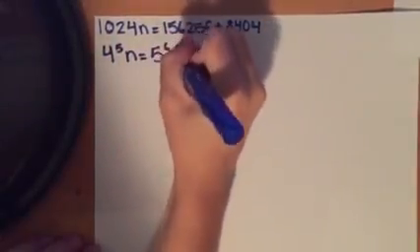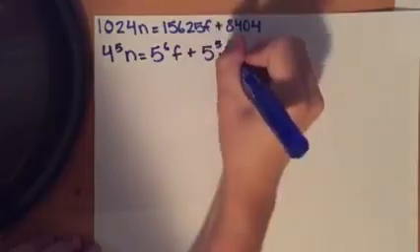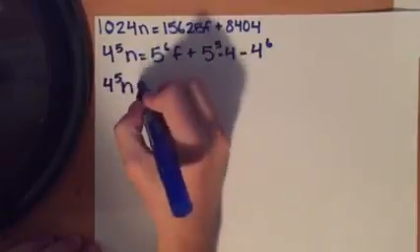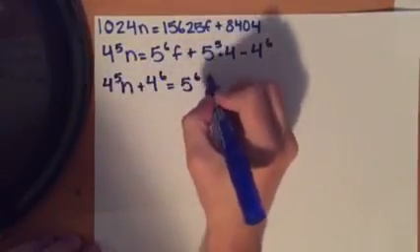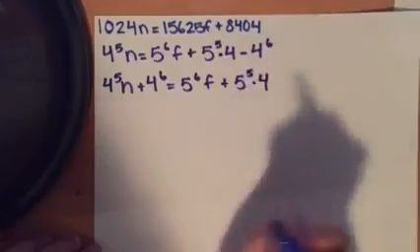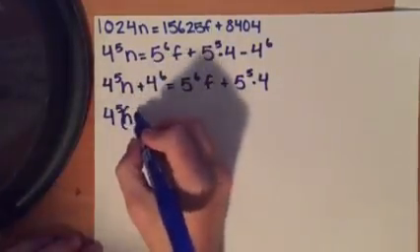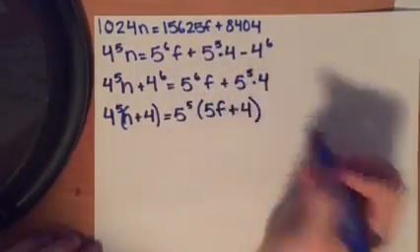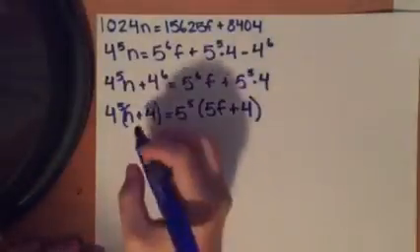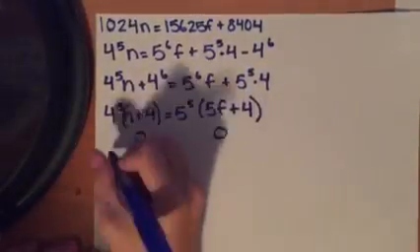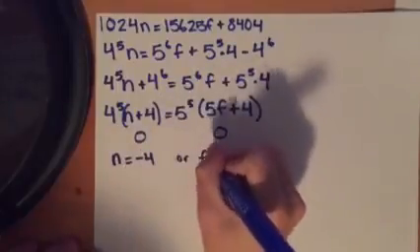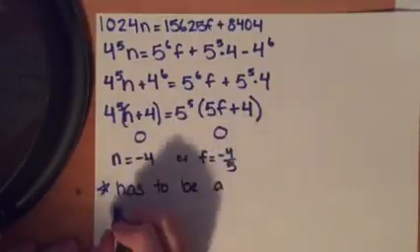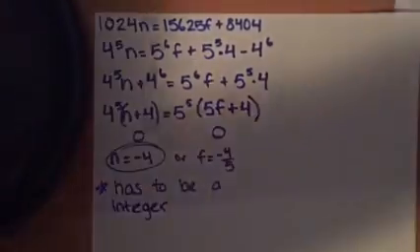So 1,024 is equal to 4 to the 5, and then 15,625 is equal to 5 to the 6, and then plus 8,404 is equal to 5 to the 5th times 4 minus 4 to the 6th, and then we moved the 4 to the 6th over to the left side, and then factored out 4 to the 5th and got n plus 4, and then factored out 5 to the 5th on the right side and got 5f plus 4. And then we set both of the insides equal to 0, and we got n equals negative 4 or f equals negative 4/5, and it has to be an integer, so we'll use n equals negative 4.